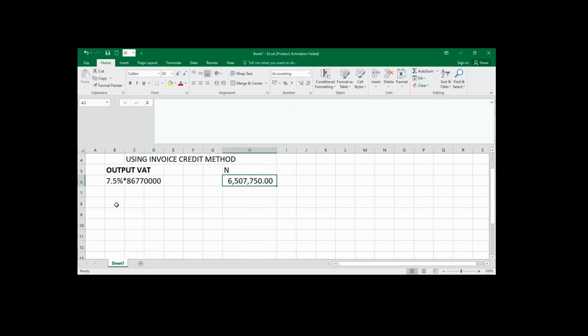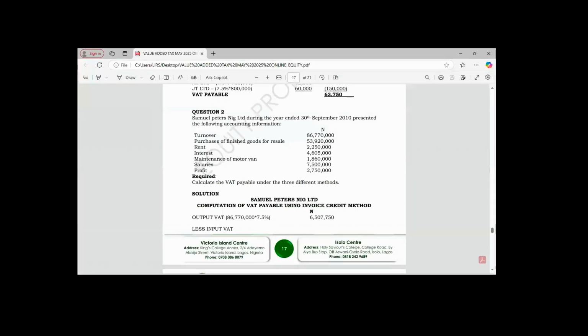After that, under our invoice credit method, we are also going to subtract our input VAT. Input VAT is the VAT that arises as a result of purchases. I told you that the purchases you include as part of the input VAT will only be direct revenue expenditure. The first one is purchases of finished goods for resale. These are the goods they are going to sell, so it is direct. That is their product.